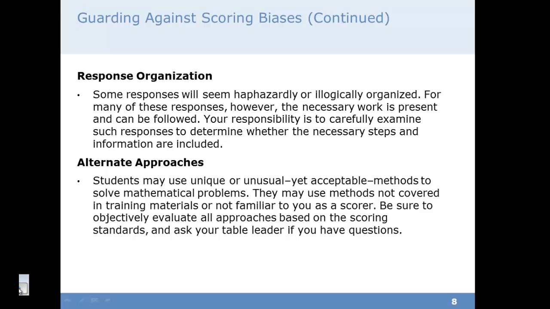You may find that some students use methods that are not familiar to you as a scorer. When a student uses a unique, yet acceptable method to solve mathematical problems, they should receive the same credit as a student who has used a more traditional approach. We want to make sure that we objectively evaluate all approaches based on the scoring standards. Please don't hesitate to ask your table leader if you have questions about an unusual response.